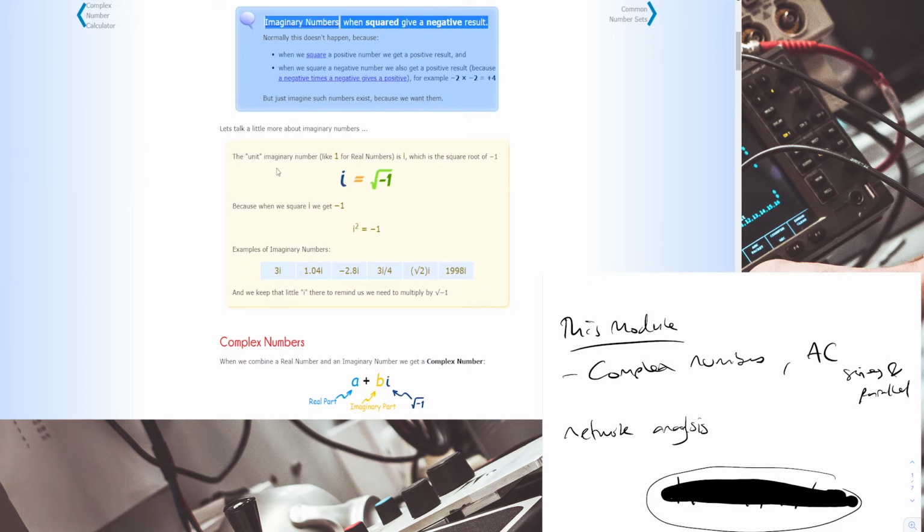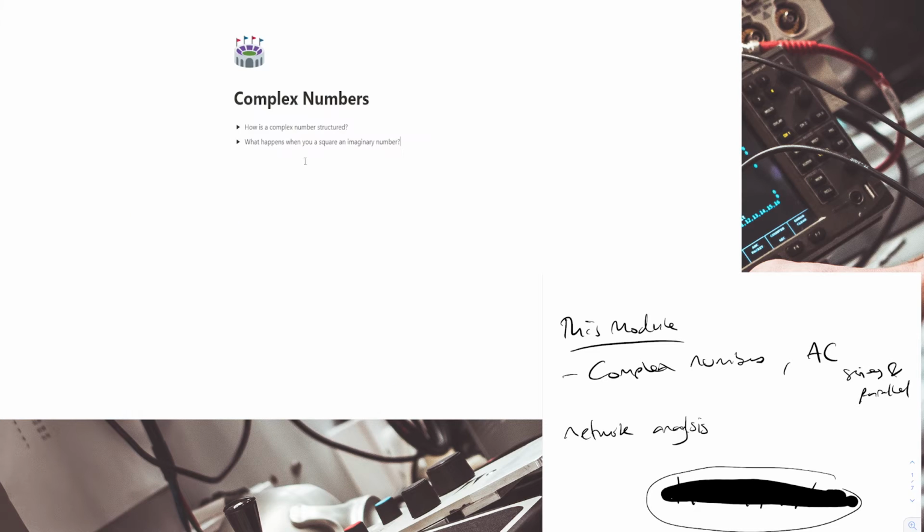Okay. Let's talk a little bit more about imaginary numbers. The unit imaginary number, like 1 for real numbers, is i. Okay. Yeah, got it. So what is the unit imaginary number? What is the unit for imaginary numbers?